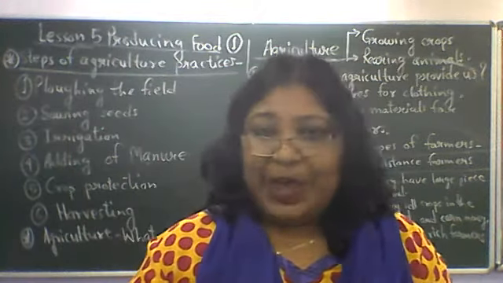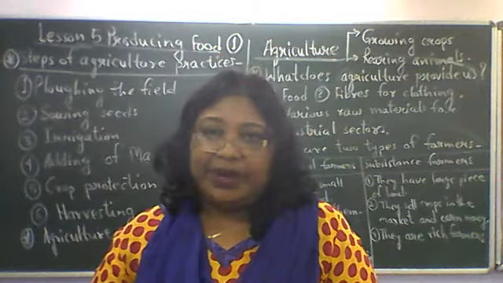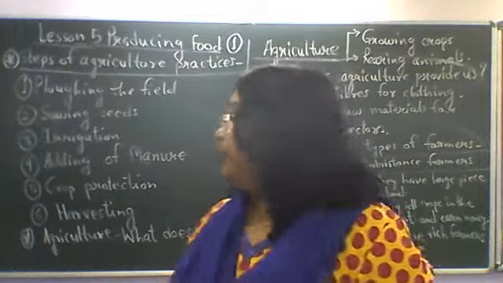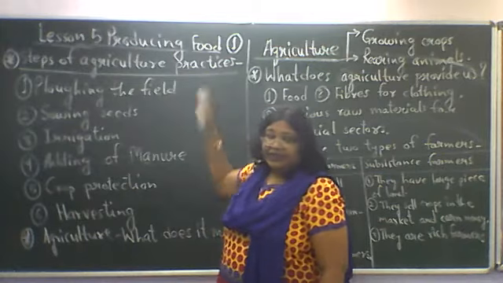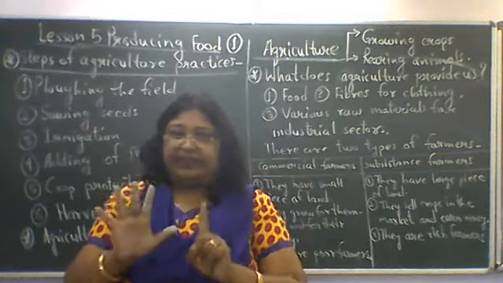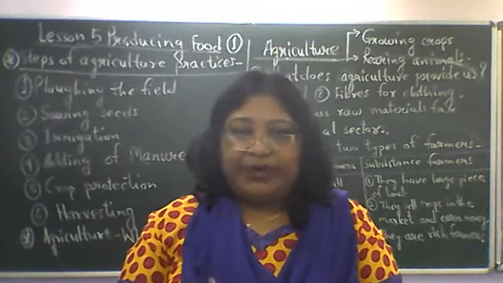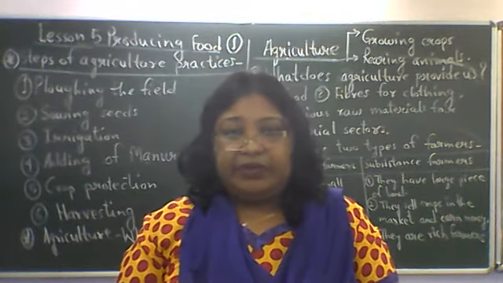Okay, so dear students, today I am going to explain you lesson number 5, that is producing food. I have divided this lesson into many parts, and today we will learn about part 1. Today I am going to teach you the steps of agriculture practices. There are 6 steps of agriculture practices. Children must know what happens first. You must know the correct sequence of growing a crop.